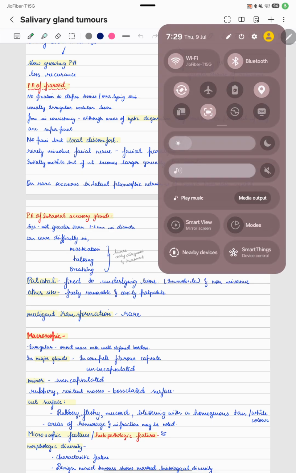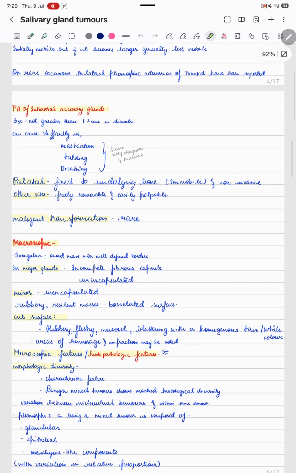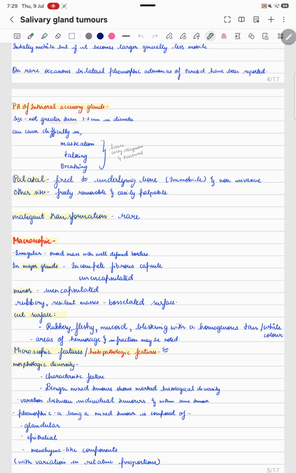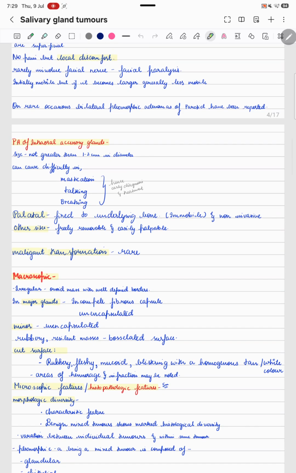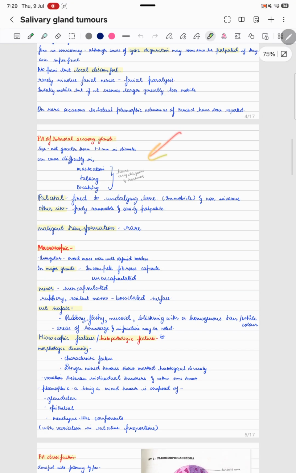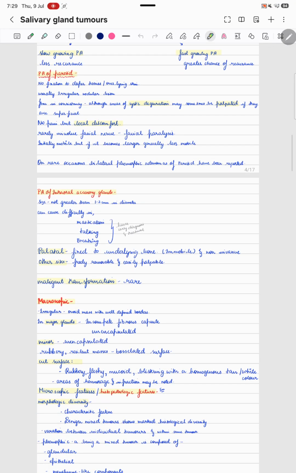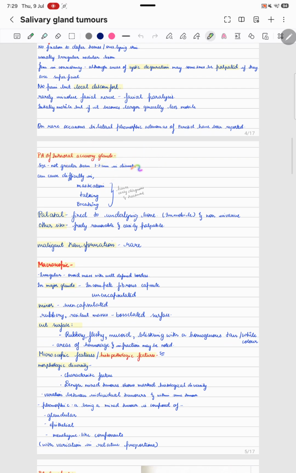Now coming to PA of the intraoral accessory glands. Size is not greater than 1 to 2 centimeters in diameter. The major difficulty in the internal accessory gland PA is that it can cause difficulty in mastication, talking, and breathing. The palate is fixed to the underlying bone and it is non-invasive. Other sites are freely movable and easily palpable.